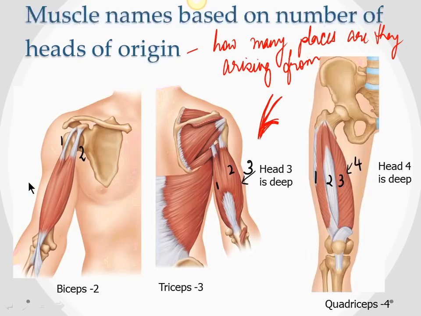It's called brachii because it is present in the arm, and the other word for the arm is brachium. The brachium means arm.